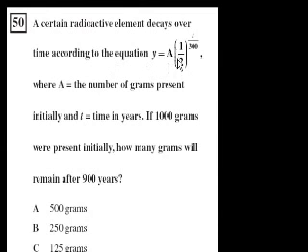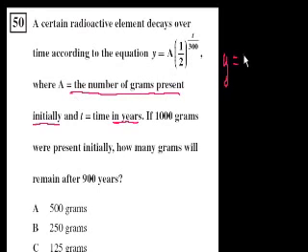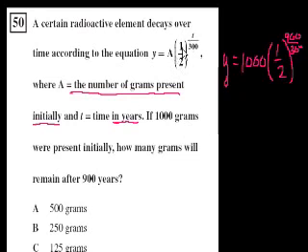y is equal to A times 1/2 to the t divided by 300 power, where A equals the number of grams present initially, and t equals time in years. If 1,000 grams were present initially, how many grams will remain after 900 years? So we get y is equal to 1,000 grams were present initially, so that's A. So 1,000 times 1/2 to the, and they say, what's time? How many grams will remain after 900 years? T is time in years. So 1/2 to the 900 divided by 300. Right? I just substituted A and t into the equation they gave us. The 1,000 is A and 900 is t.